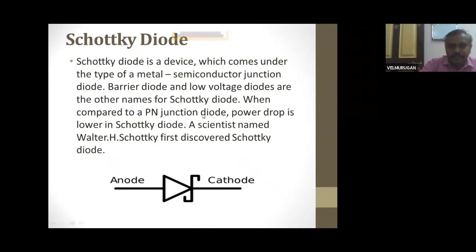Okay. Next, how did it get the name Schottky? A scientist named Walter H. Schottky first discovered the Schottky diode. He found this type of diode, with anode and cathode, by adding a metal type, and it became the Schottky diode. He put the same scientist's name, Schottky. Okay. Go to the next slide.